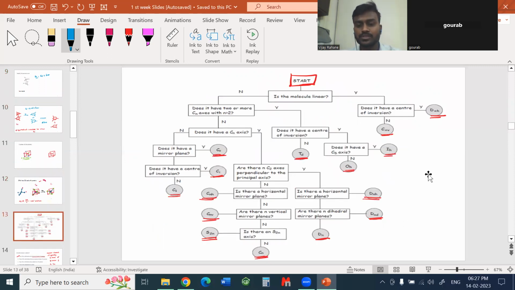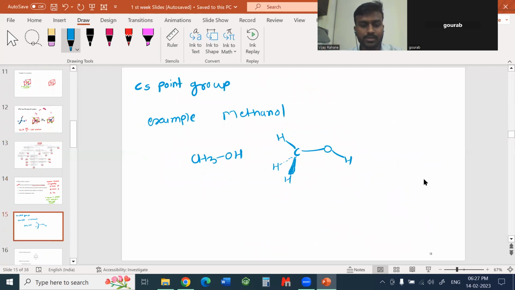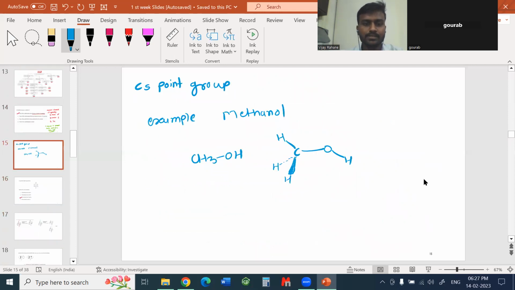And different point groups are also covered, right? How the point group is present in the molecule, and which point group the molecule belongs to. That problem we have covered in the first session. Methanol belongs to which point group? So methanol belongs to the Cs point group. These all things we have already discussed in the first session.